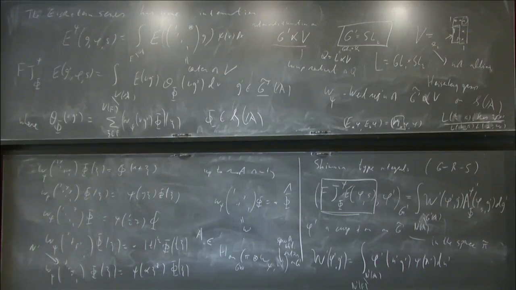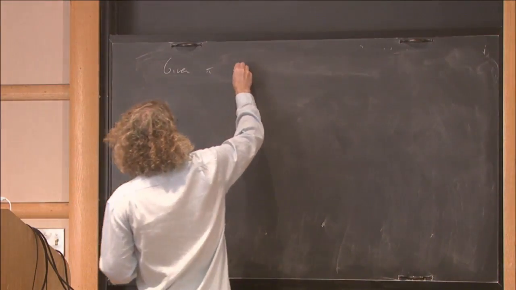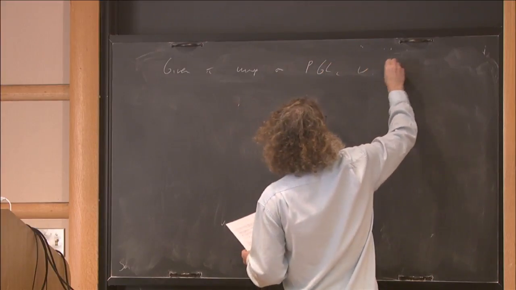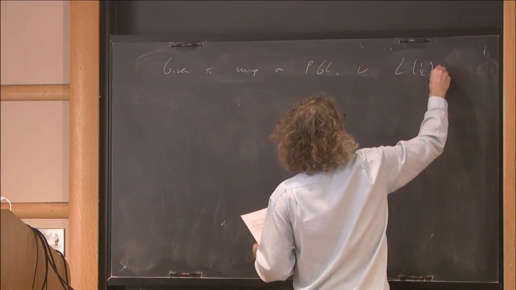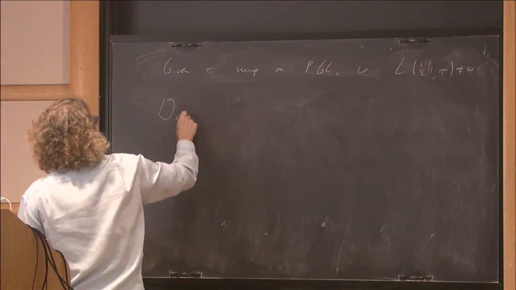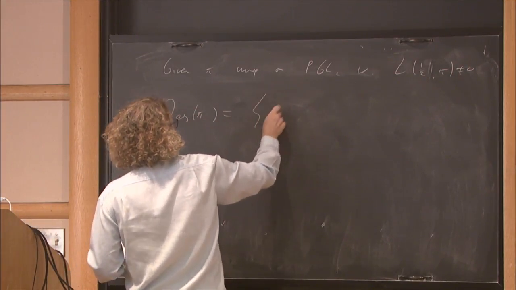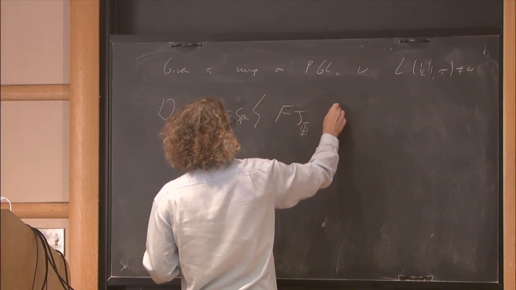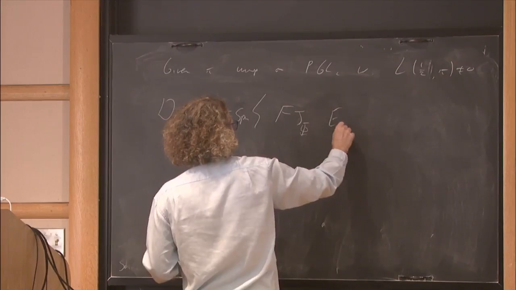So again, given pi cuspidal on GL2 or PGL2 with L half pi not 0, we define the descent to be just the space, or the span, if you like, of this Fourier-Jacobi of this Eisenstein series by taking the residue.